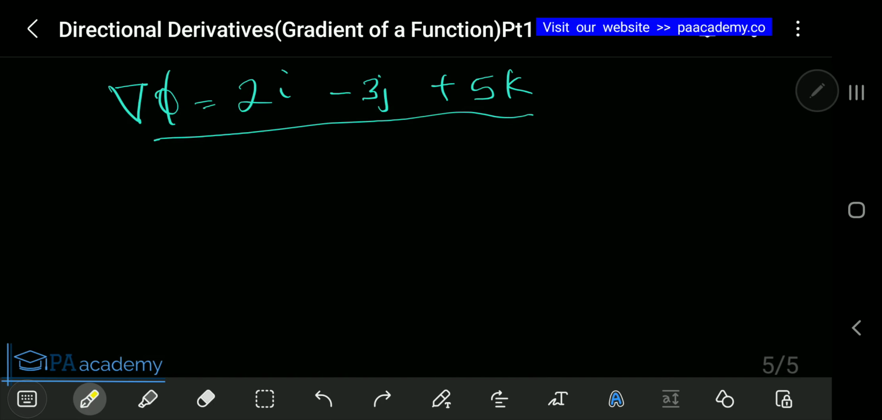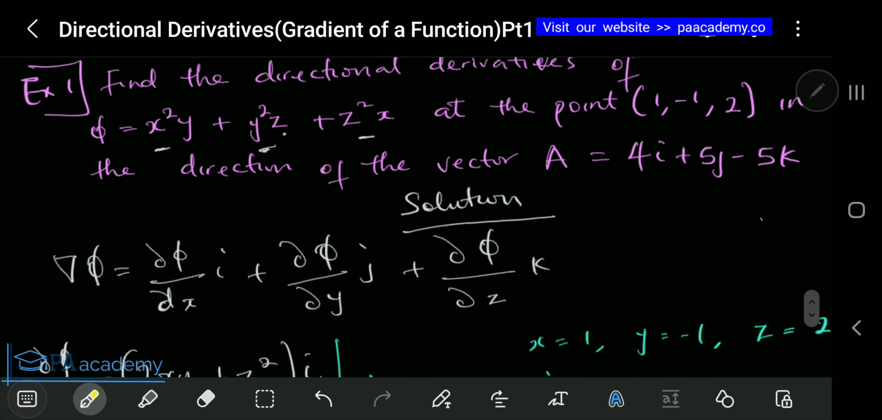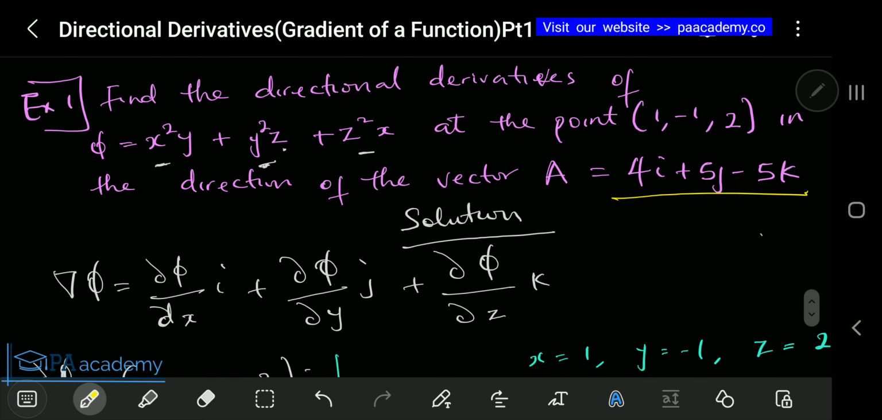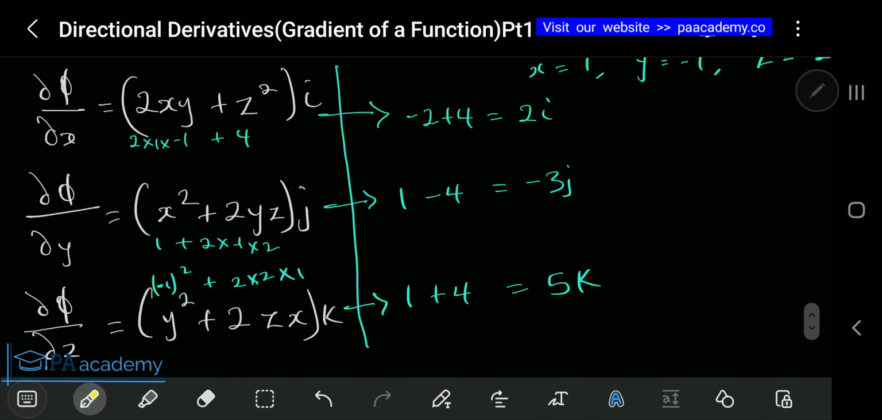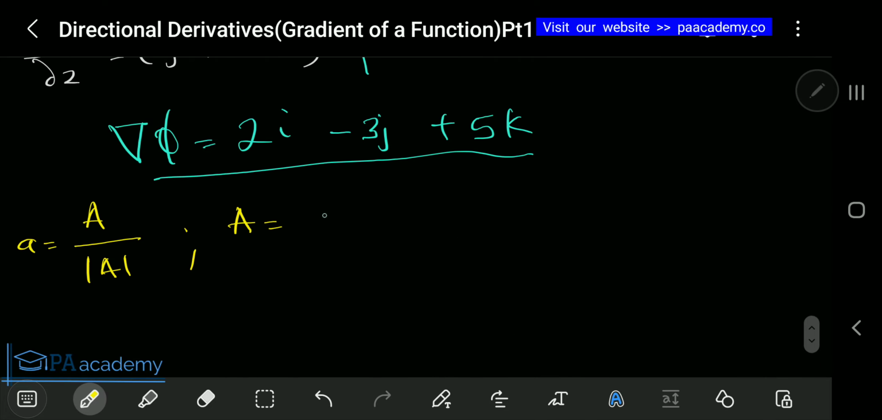So again, we already know that our â is a over the magnitude of a. From the question, we are given what a is. You can see that this is the value for a. So that means our a is 4i plus 2j minus 5k. Are we good?